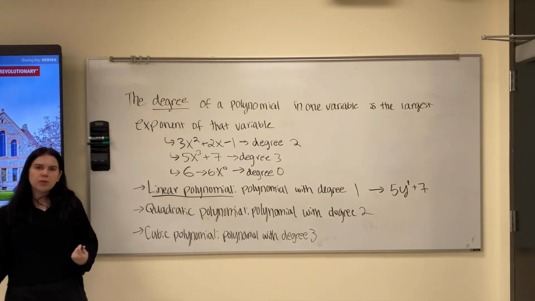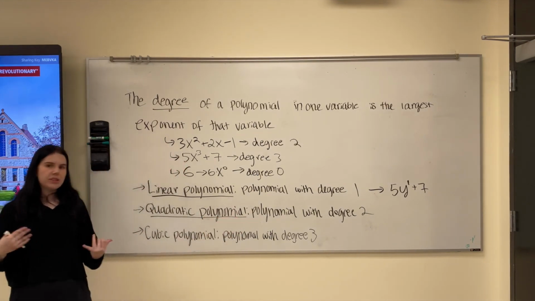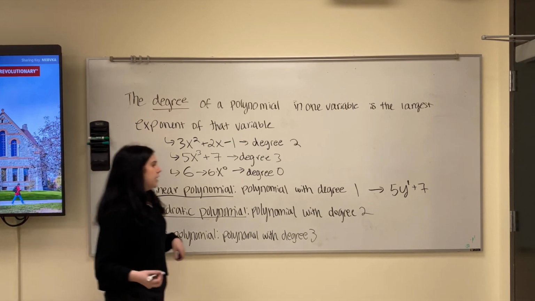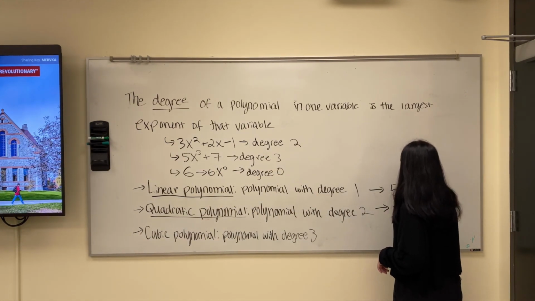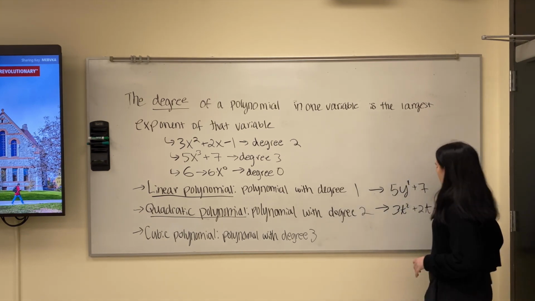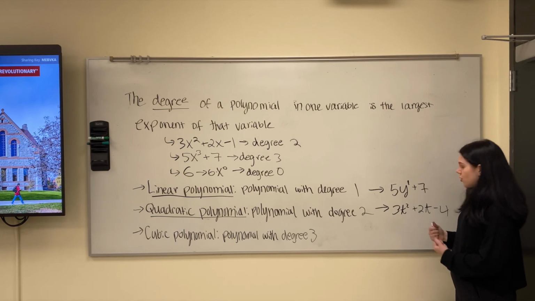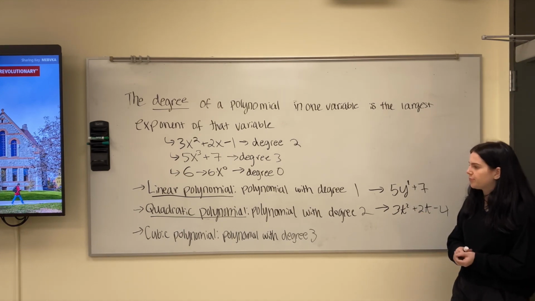Another type of polynomial is a quadratic polynomial, and this is a polynomial with degree 2. So an example of this would be something like 3t squared plus 2t minus 4. The largest power of t that shows up in this polynomial is 2, so this is a quadratic polynomial.